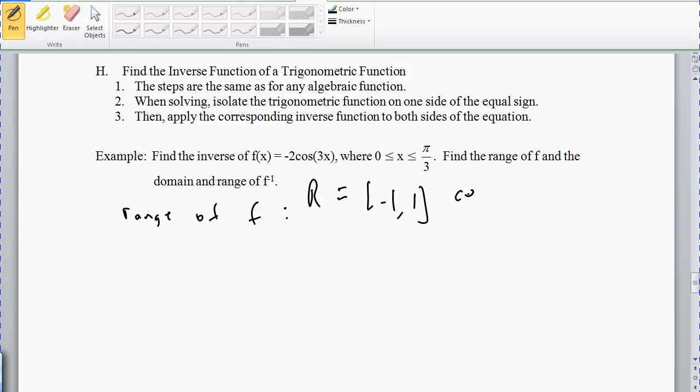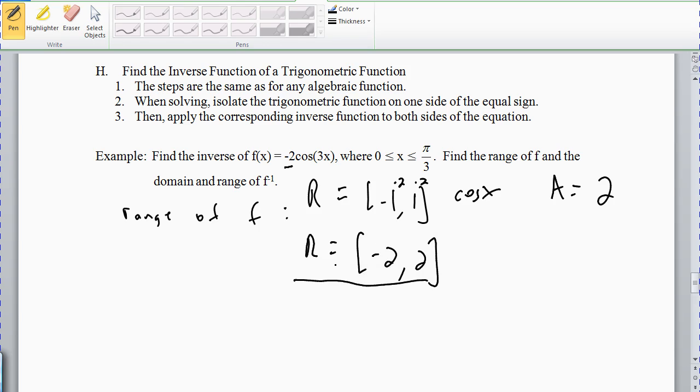And that's just for a regular cosine x. But now, if you look at this, remember this negative 2? What it does, it's called the amplitude. It's 2. What it does is, it's going to increase the y values by a multiple of 2. What that means is that we're going to times each one of these by 2 to find the new range, the actual range of our given function. So the range is going to be negative 1 times 2 is negative 2 to 2. So that's the true range of our given function.